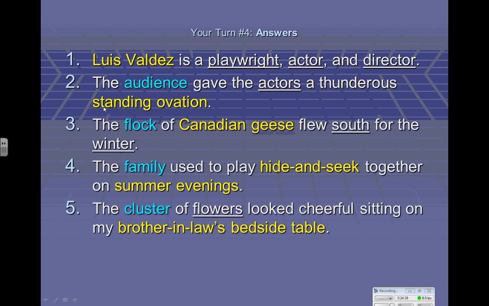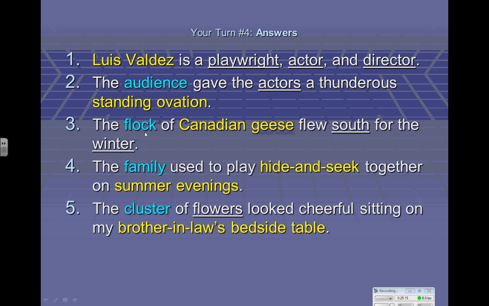I should have written down on my paper, in addition to audience, the compound noun standing ovation. Standing tells you what type of ovation or what type of applause it was. So these two words go together, even though they have a space between them. This is a good example of a compound noun. Why did I not add thunderous? Thunderous is just an adjective describing the standing ovation. It's telling you how loud it was. So it is not a noun, it's actually an adjective. So we wouldn't include it as part of our compound noun.